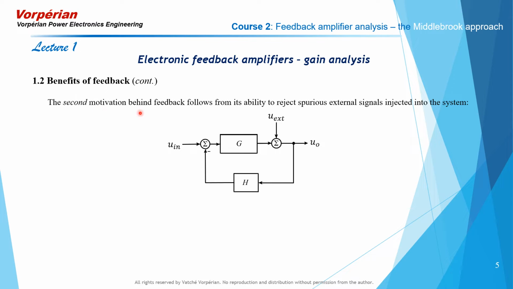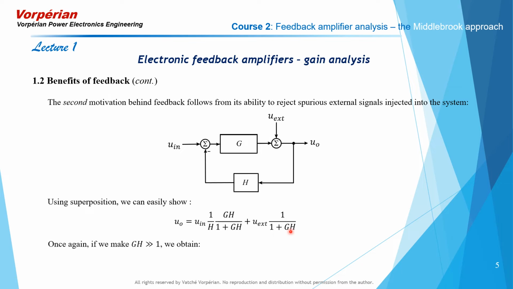The second motivation behind the use of feedback follows from its ability to reject spurious external signals injected into the system as shown here. Using superposition, we can easily show that the output signal is given by the input signal multiplied by the feedback gain, as we showed in the previous slide, plus the spurious signal divided by 1 plus GH. Now, since in a feedback system we make GH much larger than unity, then the output signal approximates as follows. It is the input signal times 1 over H plus the spurious signal divided by GH.